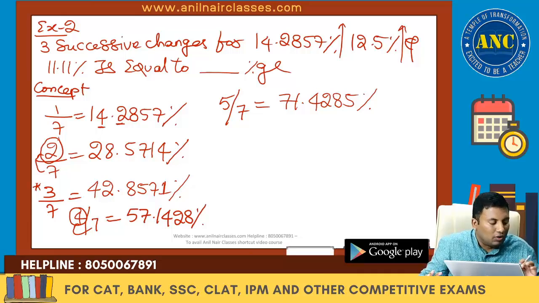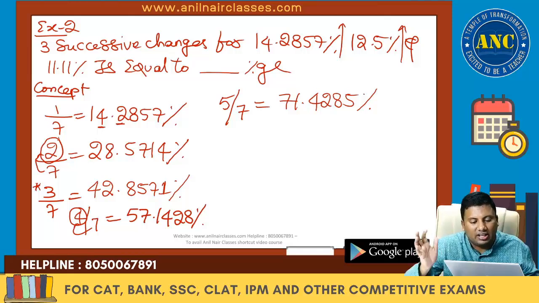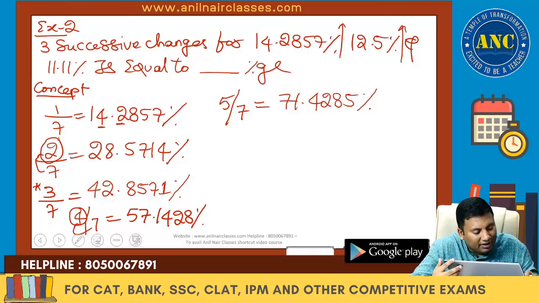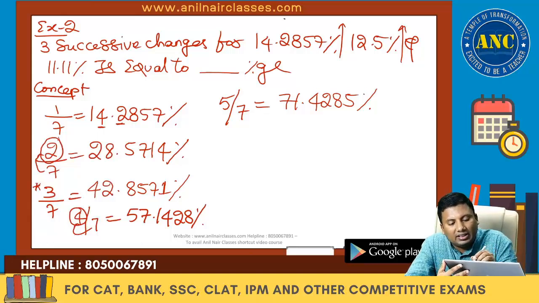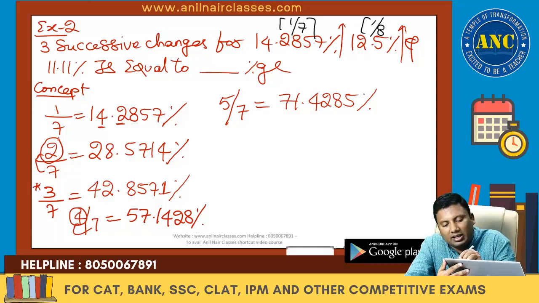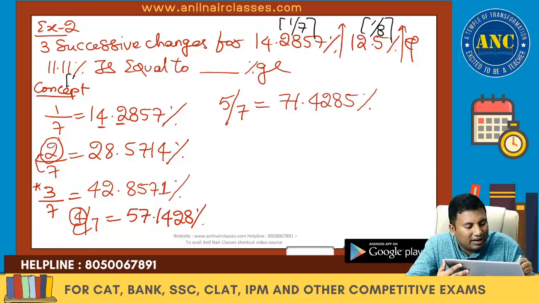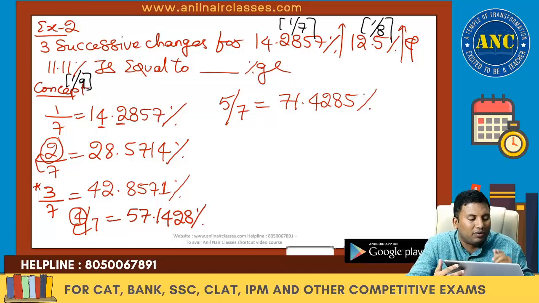1 by 7, 2 by 7. Right, Mrinal, you are right, but it is just by multiplication. There is a logic behind these 6 digits getting repeated. Successive changes for this: this is 1 by 7, this is 1 by 8, and this is 1 by 9. I will tell you the shortcut for 11.11 a little later, in the next slide.